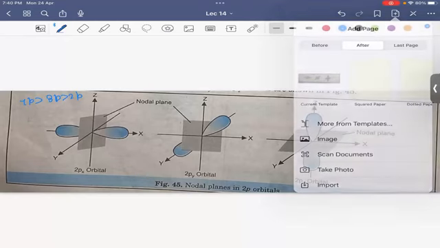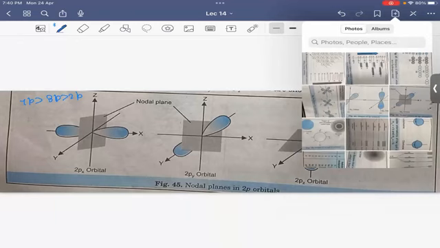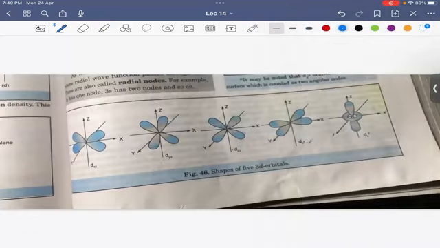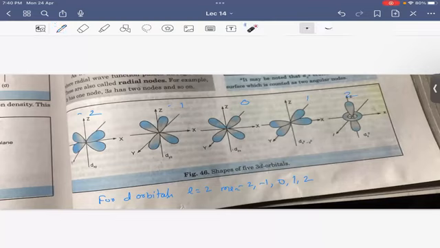So now we are going to go on to the next topic, which is the shape of the d orbitals. These are the shapes of d orbitals: dxy, dyz, dzx, dx squared minus y squared, and dz squared, right? For d orbitals, l is equal to 2, that means ml values are -2, -1, 0, 1, and 2. So there have to be 5 orbitals. And these are the boundary surface diagrams of 3d orbitals, right?